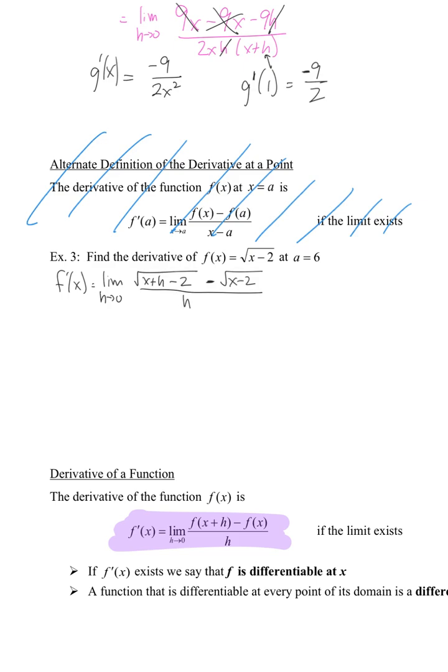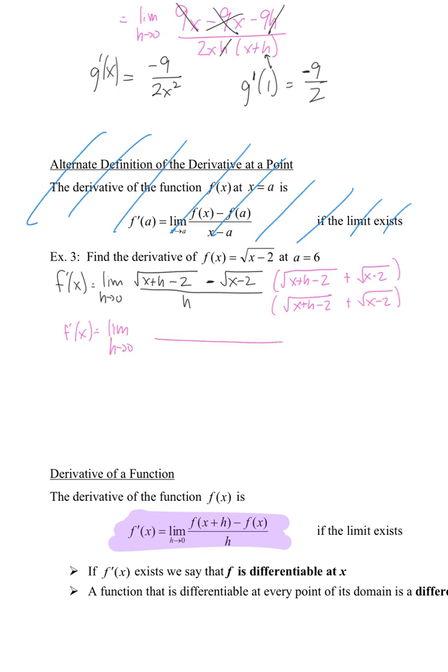Now I'm going to have to multiply this by the conjugate. It's the only way that I can get things to cancel out. So the top and the bottom, I'm going to multiply by the square root of x plus h minus 2 plus the square root of x minus 2. Top and bottom. All right, so let's see what this next line looks like once I actually FOIL that.